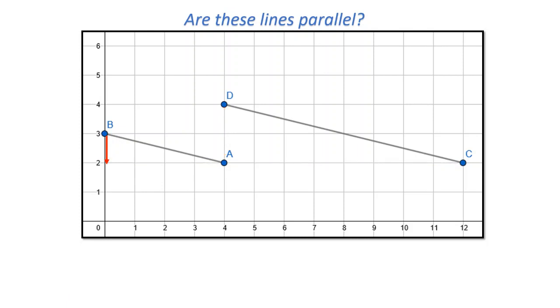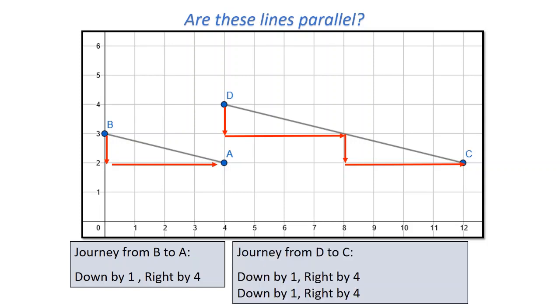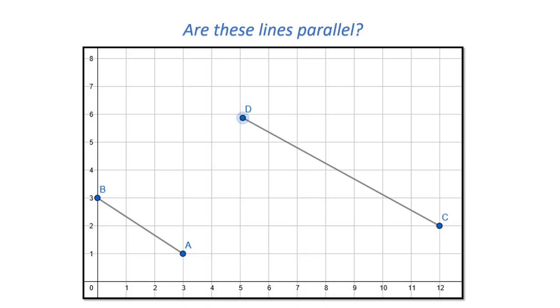However, if I think about that journey, down 1 and along 4, from D to C, I can go down 1 along 4, down 1 and along 4. So even though the journey is down 2 and along 8, if I break that journey down, then it goes down 1 along 4, down 1 along 4. So it's still a journey of 2 to 8, but it's being made using the same gradient as the journey of down 1 and along 4. Because I can see that every time I go down 1 along 4, I get to join up with the line again. So it's exactly as steep, so even though they're different lengths, these lines have the same gradient.